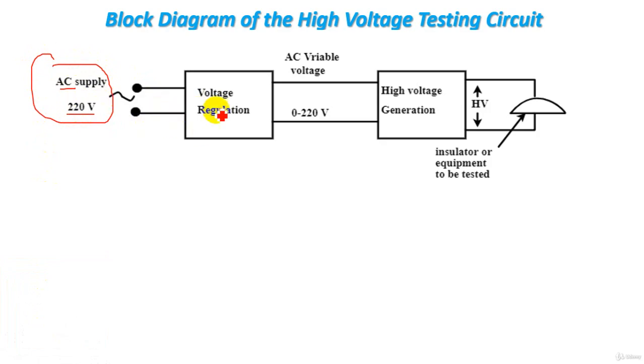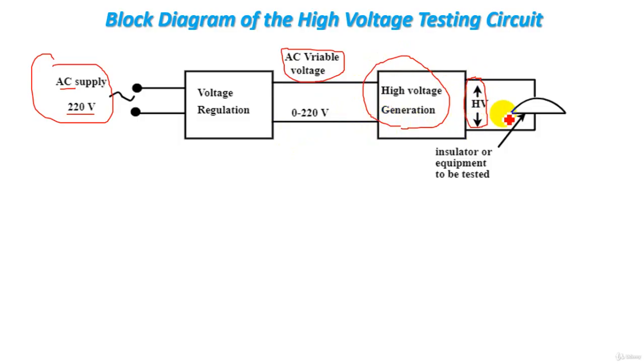Then this voltage is entered to a voltage regulation. Voltage regulation is used to obtain a variable AC voltage. So the output of the voltage regulation is variable voltage, which can be from 0 to 220 volt. Then this voltage is entered to a high voltage generation. High voltage generation is used to produce a high voltage.